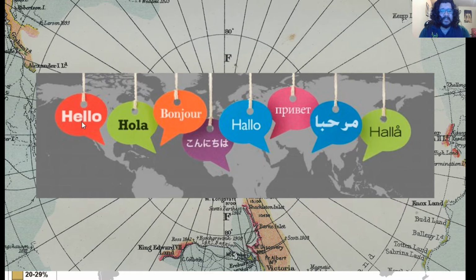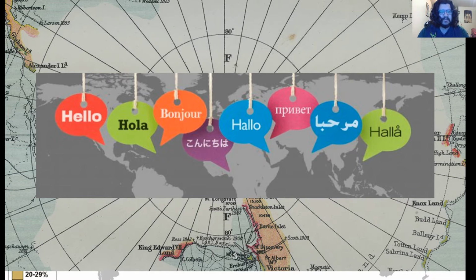We can look at things like English, hello, hola for Spanish, bonjour for French. We have some kanji here for Japanese. We have some German here, hallo, some Russian, some Arabic, and some Swedish too, right? We're not so concerned with the specific languages just yet. We're going to get there.